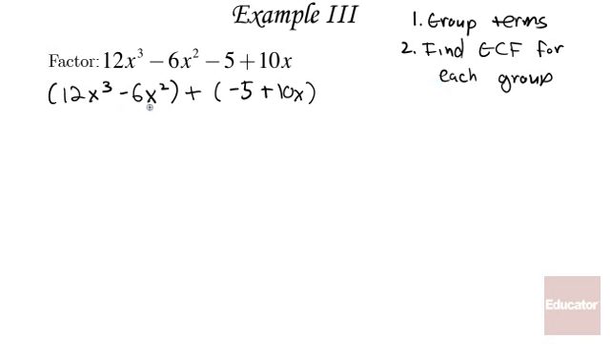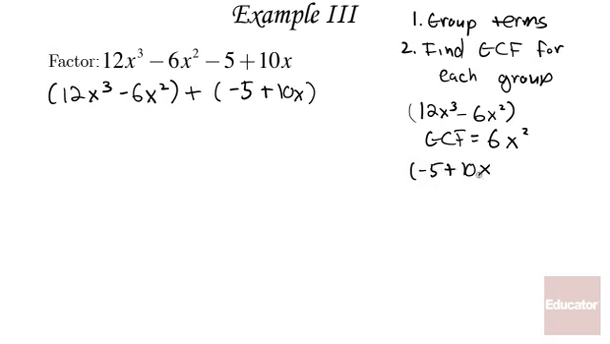Okay, let's look at this first group, 12x cubed minus 6x squared. The greatest common factor for the numbers is 6. And I notice that I have an x squared and an x cubed, so the greatest common factor there is going to be x squared. Okay, for my second group, negative 5 plus 10x, the greatest common factor for the numbers would be 5. No common factor for the variables. So my greatest common factor for the second group is 5.